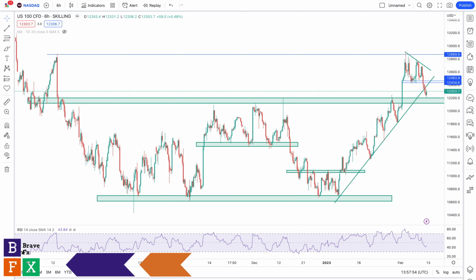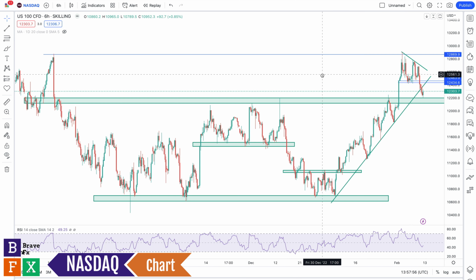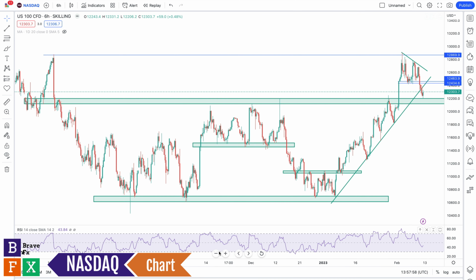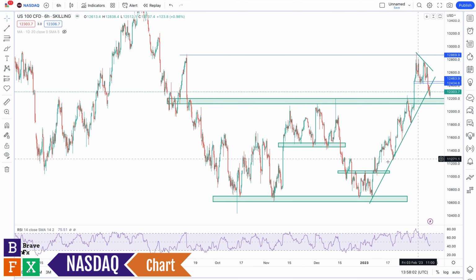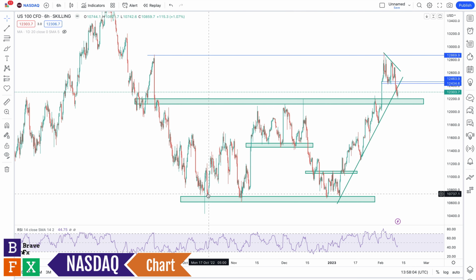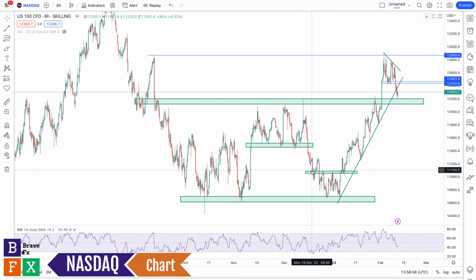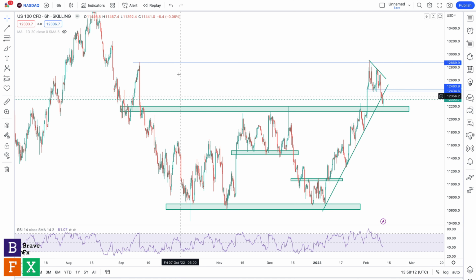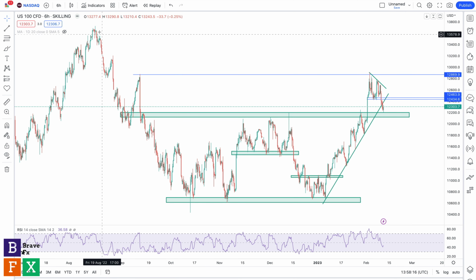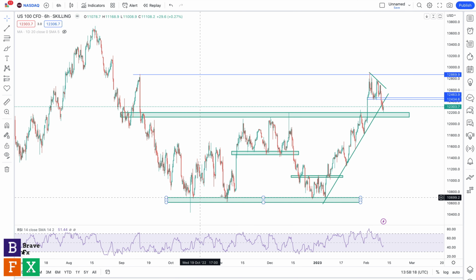Then lastly, we're going to talk about Nasdaq. As we talked about in our previous analysis, we are trading within this massive range that gave us this triple bottom. So we have 1, 2, 3. The triple bottom pattern is a very significant bullish reversal chart pattern. As you can see, we had this massive bearish move to the downside, and we had a triple bottom which sent price to the upside.